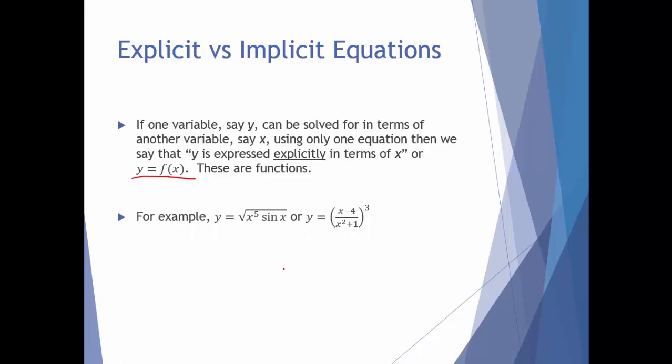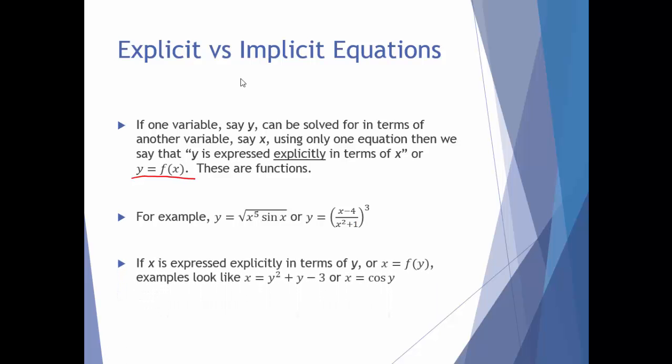So for example, if you have y equals x to the fifth times the square root of sine x, it's explicitly solved for y. That's an explicit equation. It's a function. Or y equals the quantity x minus 4 divided by x squared plus 1, all cubed. That's an explicit equation.